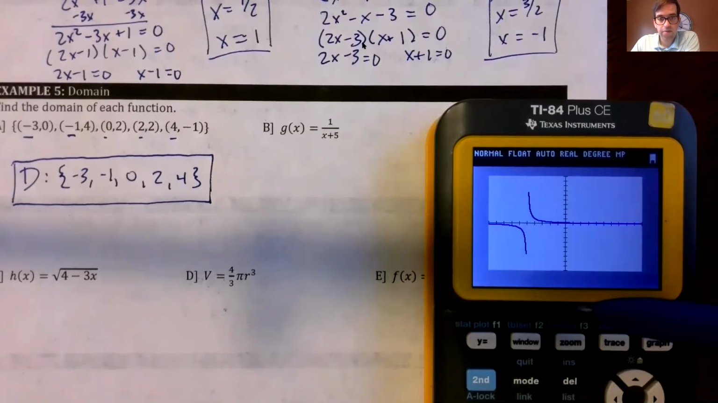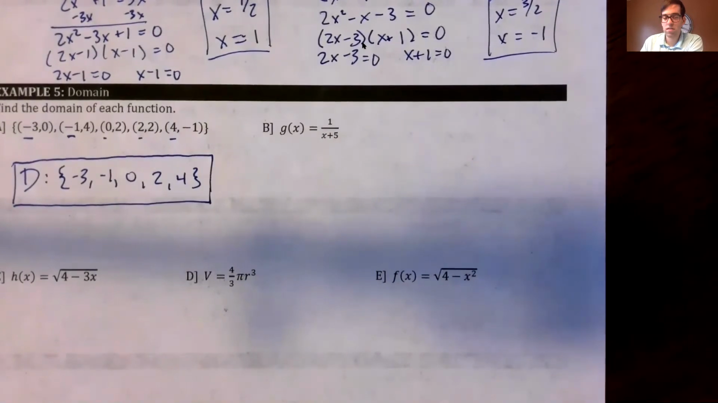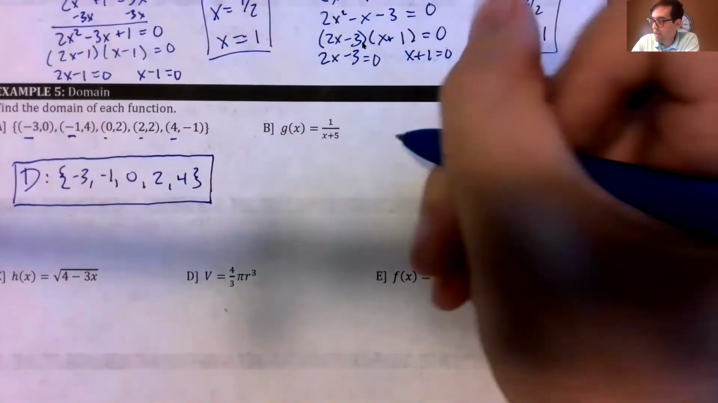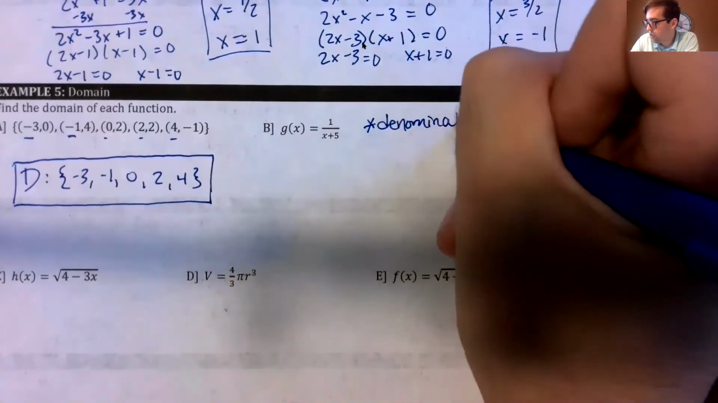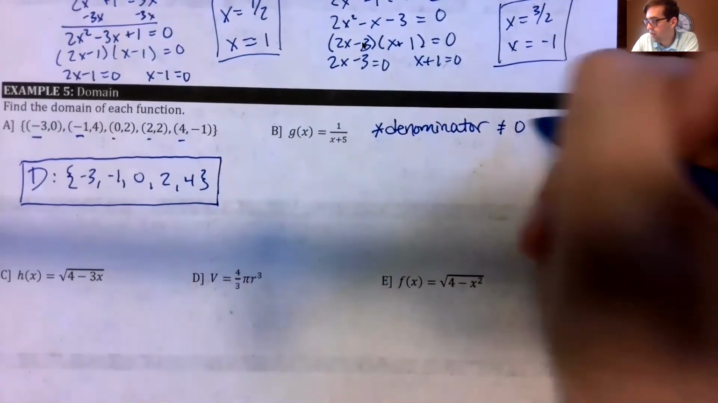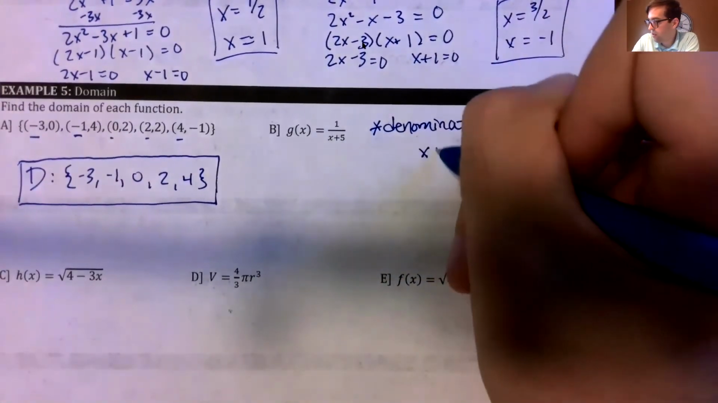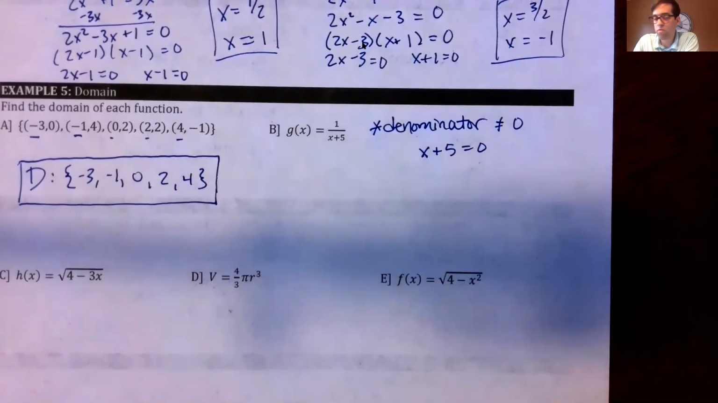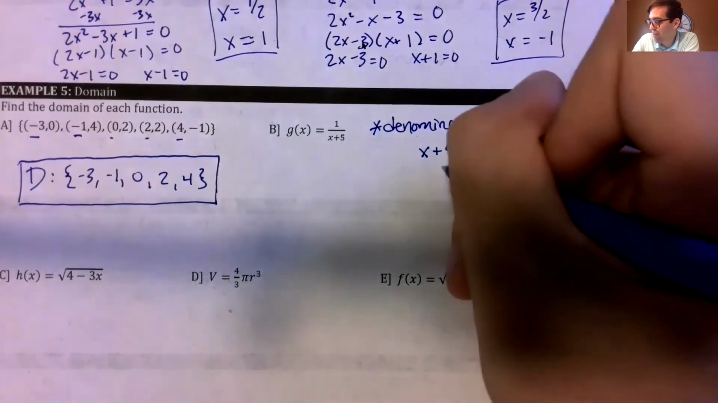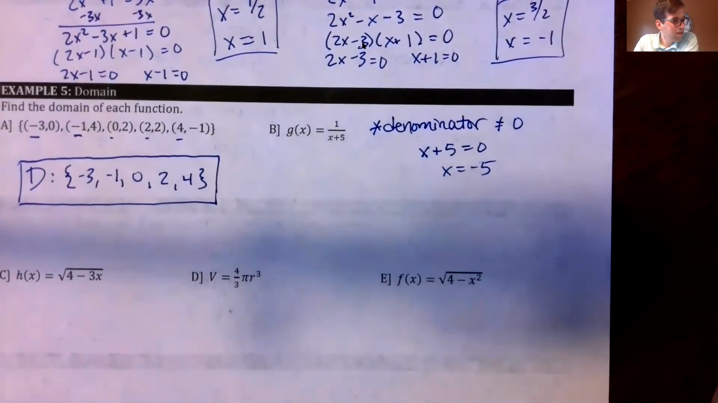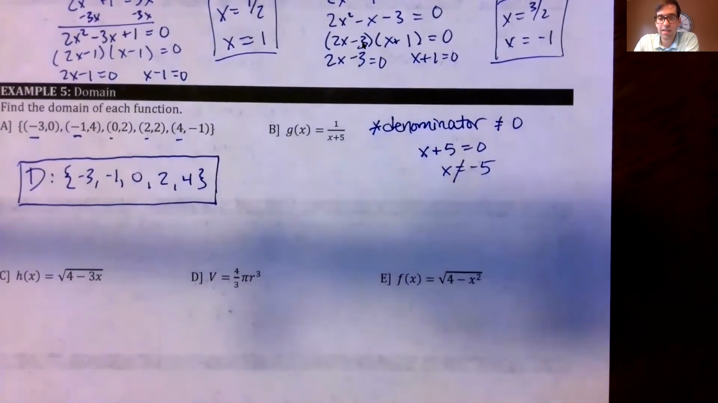And we can figure out where that is because remember that a denominator can never equal 0. So we have to take a look at the denominator and figure out when the whole denominator equals 0. If we subtract 5, we get x is negative 5. So the domain is everywhere except negative 5.